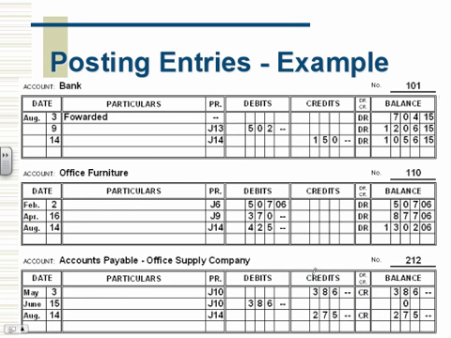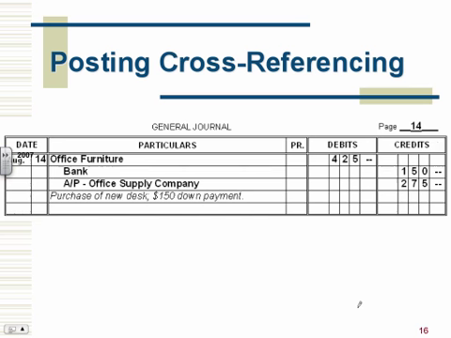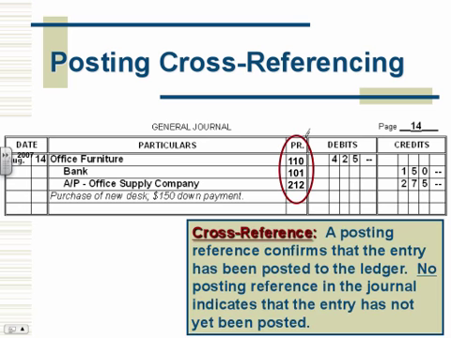Okay, so this is what it would look like. These are the 3 accounts that we posted. As you'll see, they're all completed. It was from journal page 14 and it was all on August 14th here. And this is our new balance in each of those accounts. And we talked about cross-referencing, but formally now, this posting reference column confirms that the entry has been posted, like we talked about. And if there's nothing in that column, it indicates that the entry has not yet been posted.